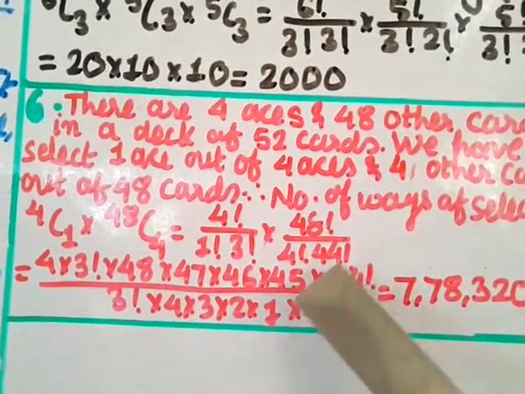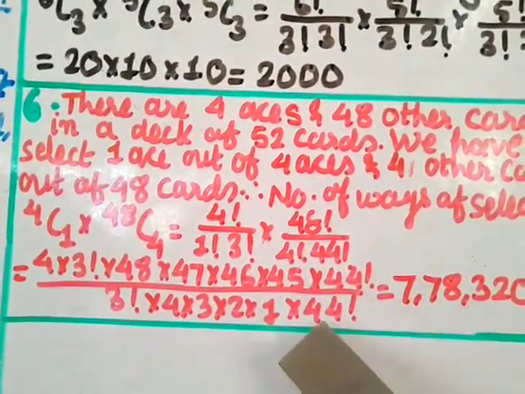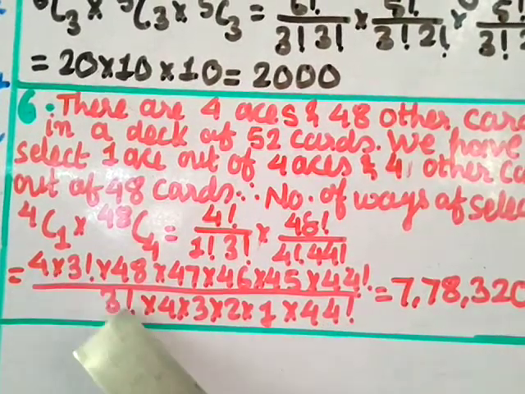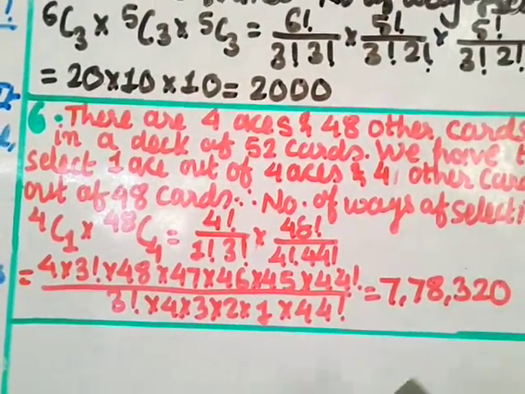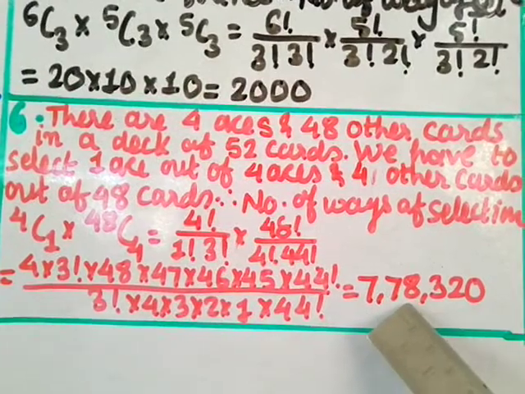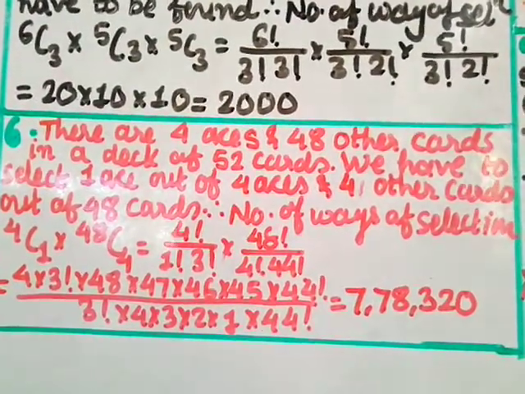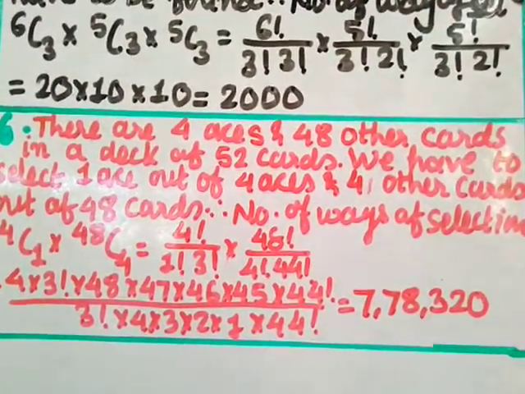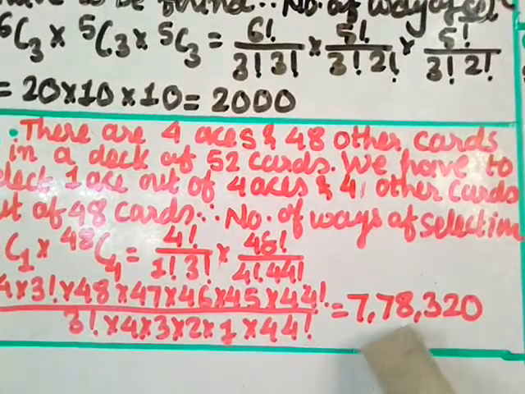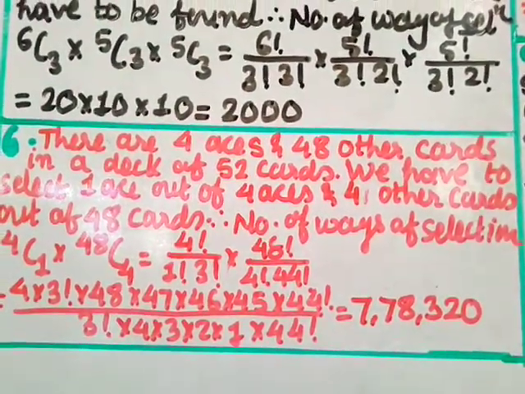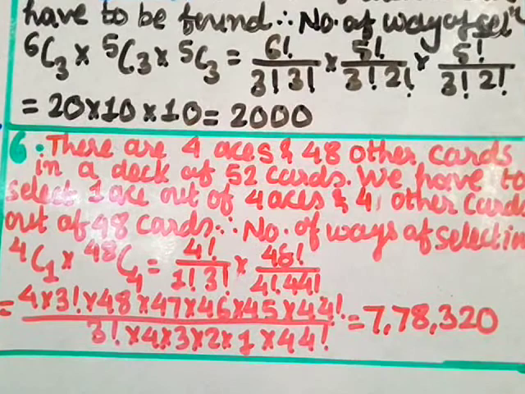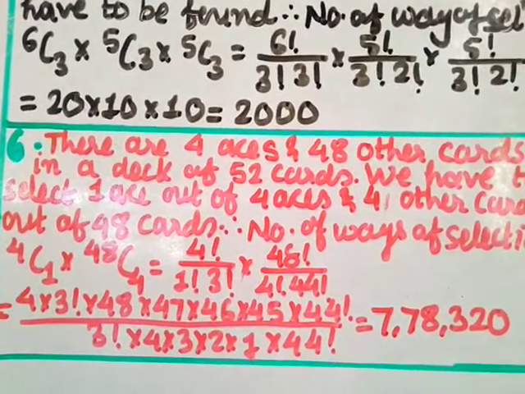into 1, into 44 factorial. Okay, this 44 factorial cancels, 3 factorial cancels. Remaining, if you multiply, you get the value as 7,78,320. So that is the way of selecting the cards from the deck of 52 cards.